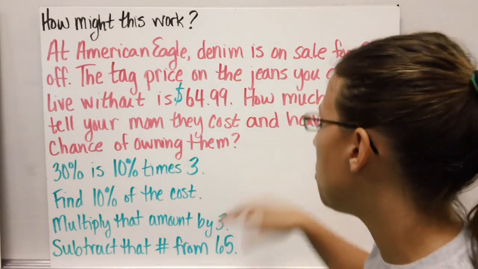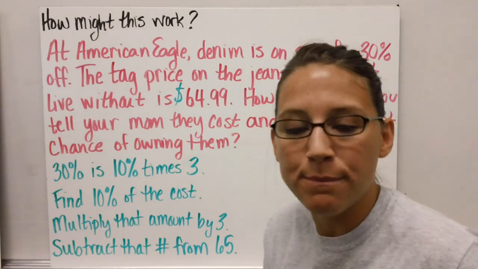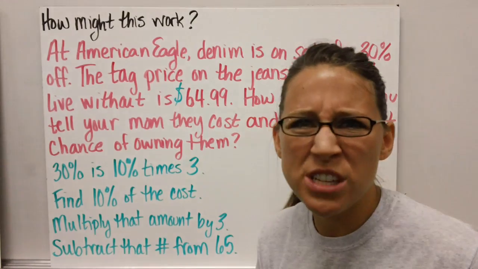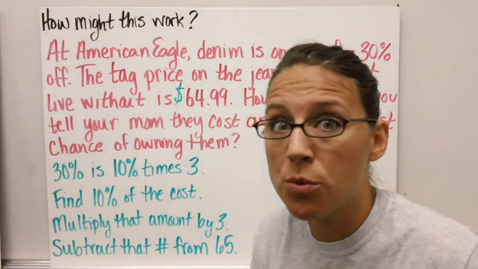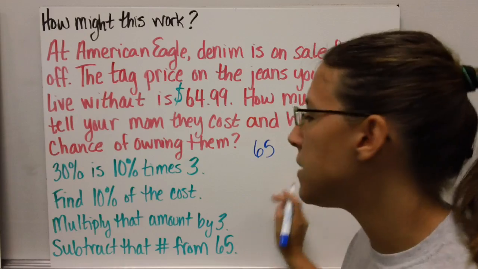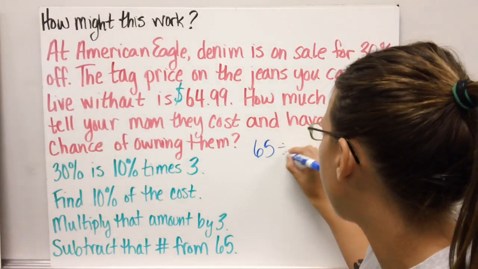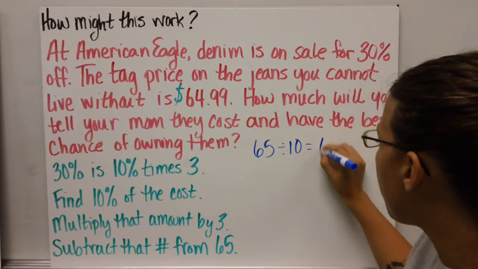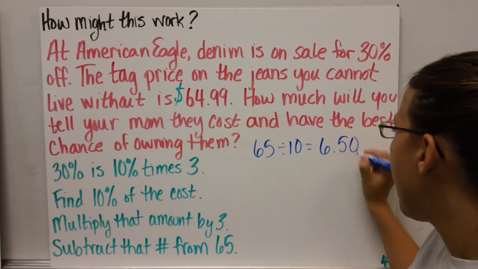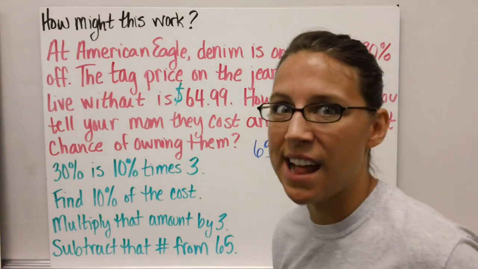So the first thing you're going to do is find 10% of the cost. $64.99 is not my favorite number to work with. Lots of digits, decimal points going on. So I'm just going to round that to $65. I'm going to say, okay, I'm starting with $65 here. I'm going to find 10% by dividing 65 by 10. That's going to come out to be $6.50. So 10% of $65 is $6.50.